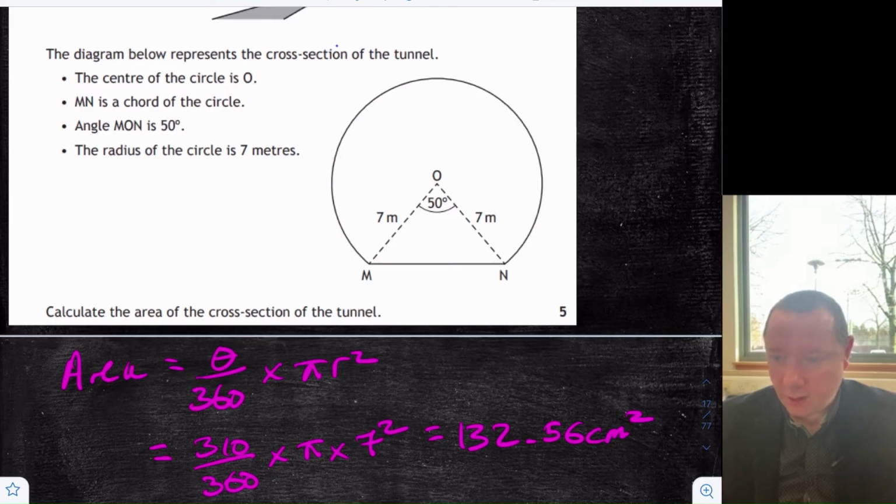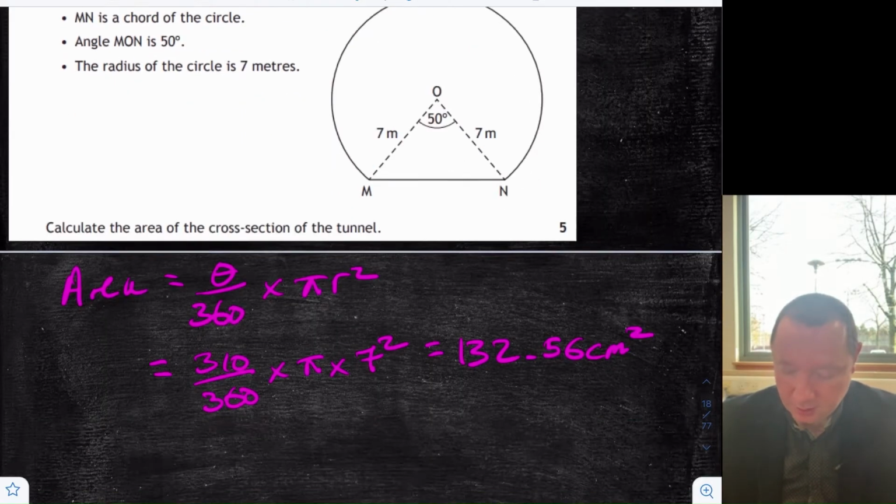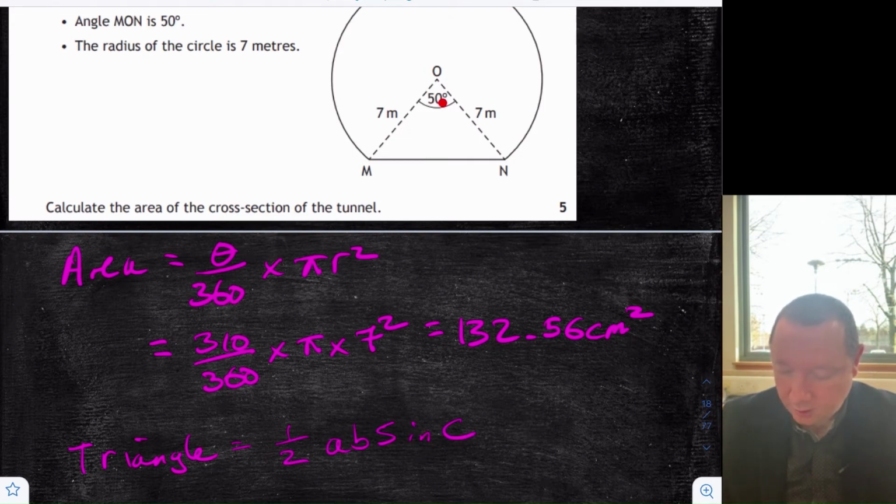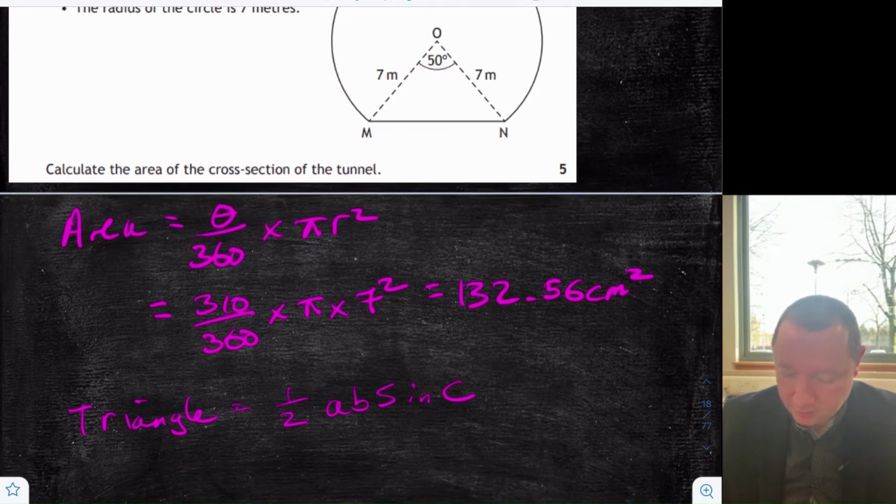So our triangle bit is a half AB sine C. For the triangle, I'm using the start of the formula sheet, a half AB sine C, where C is the angle and A and B are the lengths either side of the angle. So it is 0.5 times 7 again times the sine of 50.